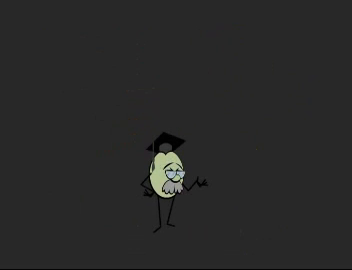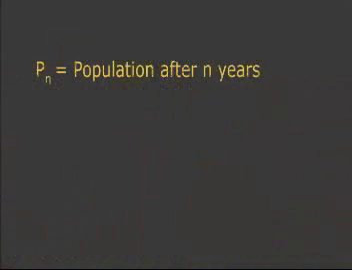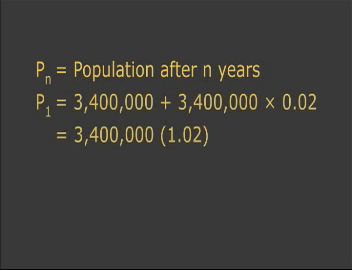Time's up. Let's get back to our lesson. How did you do with this problem, students? Let Pn be the population of the city after n years. Then P1 equals 3.4 million times 1.02.